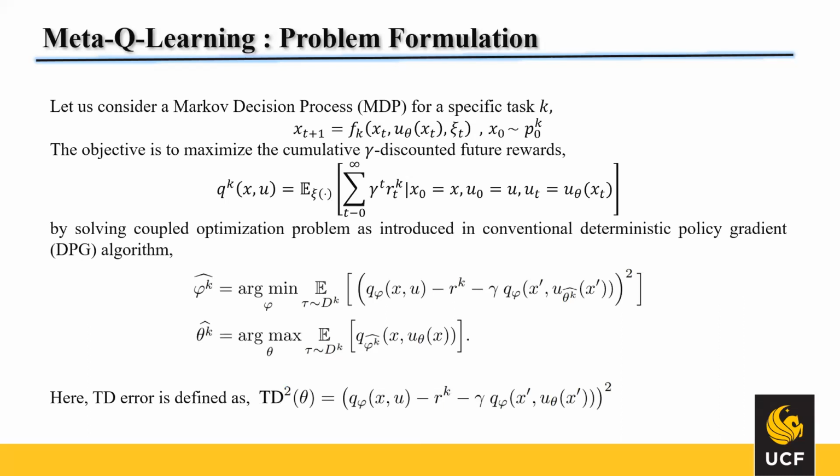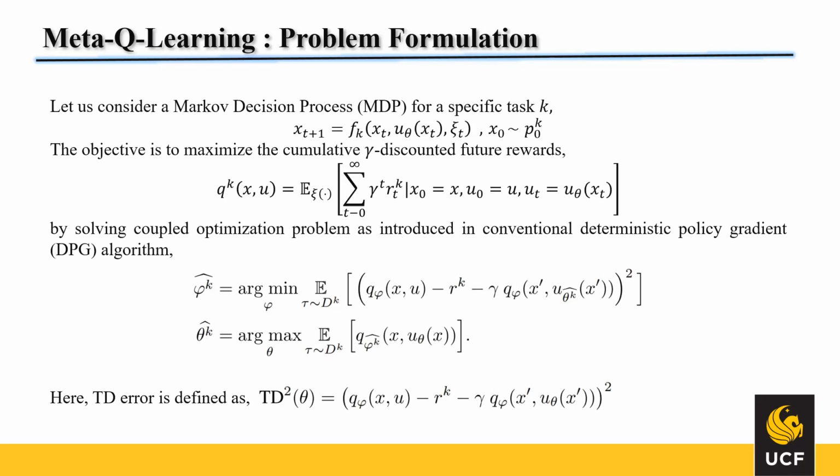Now we can discuss Meta-Q learning. First, let's set up a problem formulation for this task. Suppose we consider a Markov decision process for a specific task k with transition dynamics, or system dynamics, f_k. If we are at state x_t and we take an action u_theta(x_t), the system will evolve to x_{t+1}, and we get a new reward r_t based on our action in that particular state. The objective of reinforcement learning is to maximize the cumulative gamma-discounted future rewards, which is often referred to as the Q-value function. The Q-value function expresses the utility of a particular action in a state x.